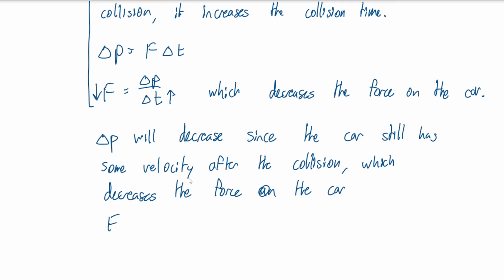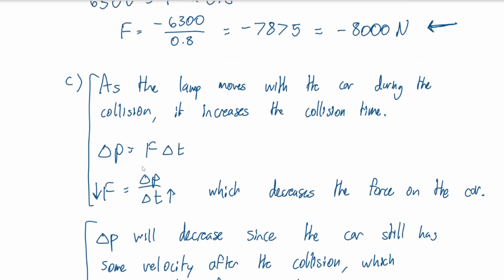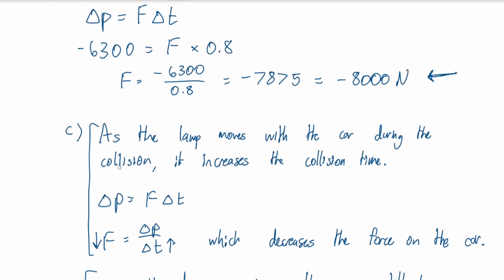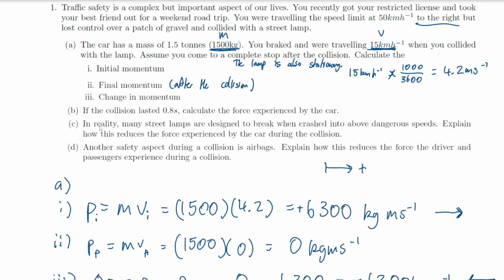And that is again by the same impulse, time and force relationship. Change in momentum goes down, force on the car goes down. And that's why Auckland Council, for example, requires new street lamp designs to account for this. In the event that there is an accident, you'll want the person crashing into the street lamp to be safe, and you'd rather have the lamp post destroyed. Cool. Alright, so that's part C.